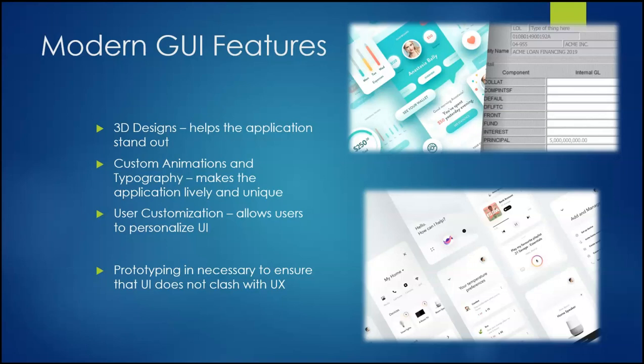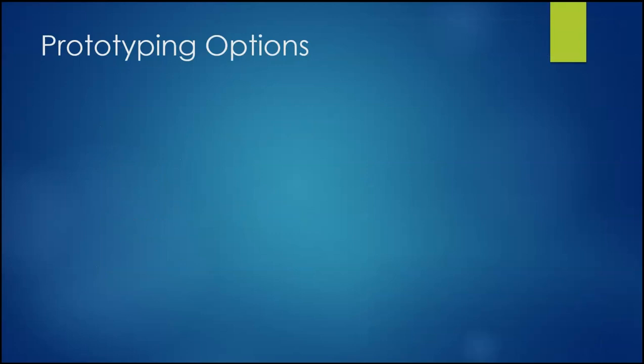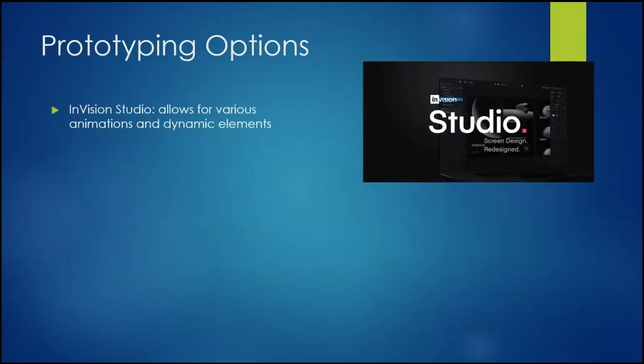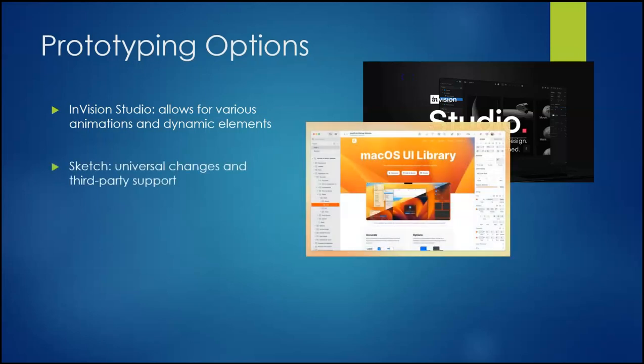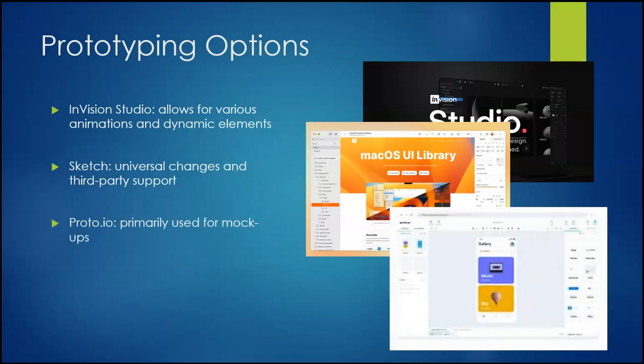If you want to make a good UI, you need to prototype, otherwise it might clash with the user experience, such as making information unclear to the user. There are several prototyping options. There's InVision Studio, which allows for various animations and dynamic elements to be added to the UI. Sketch, which allows for universal changes throughout the prototype while also supporting numerous third-party plugins, so the possibilities are near endless. And there's Proto.io, something we used earlier in the semester, which is primarily used for mockups.